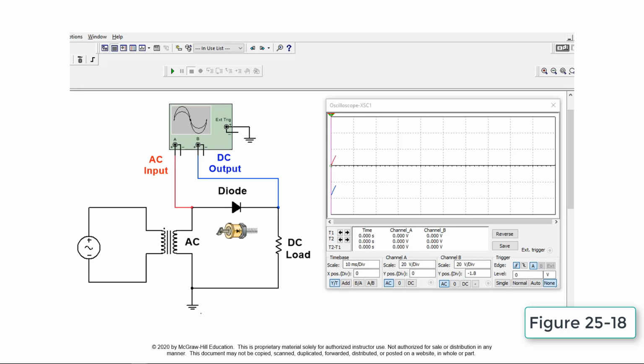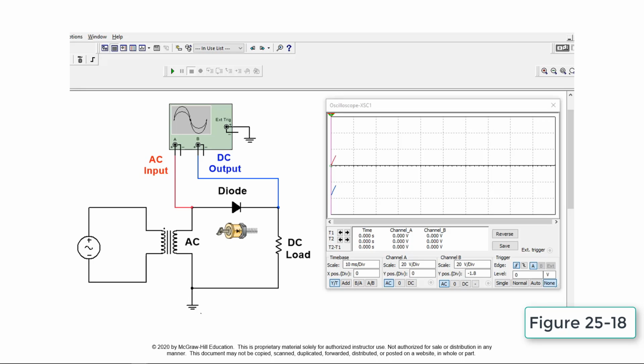This circuit simulates the operation of a half-wave rectifier circuit. Rectification is a process of changing AC to DC. Because diodes allow current to flow in only one direction, they can be used as rectifiers. The AC input is applied to the primary of the transformer. The secondary voltage supplies the rectifier and load.